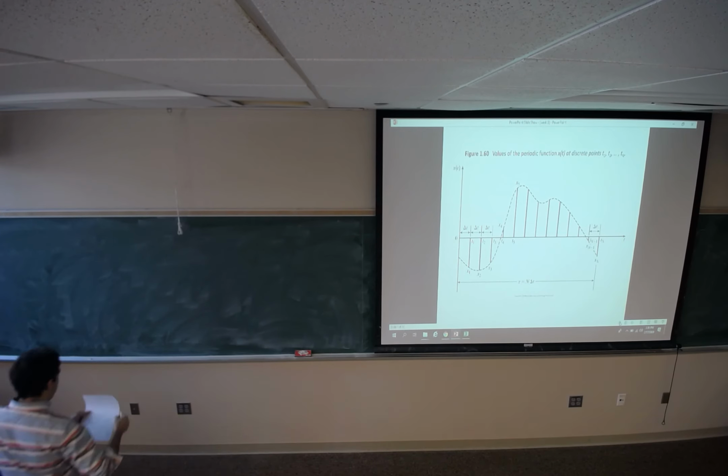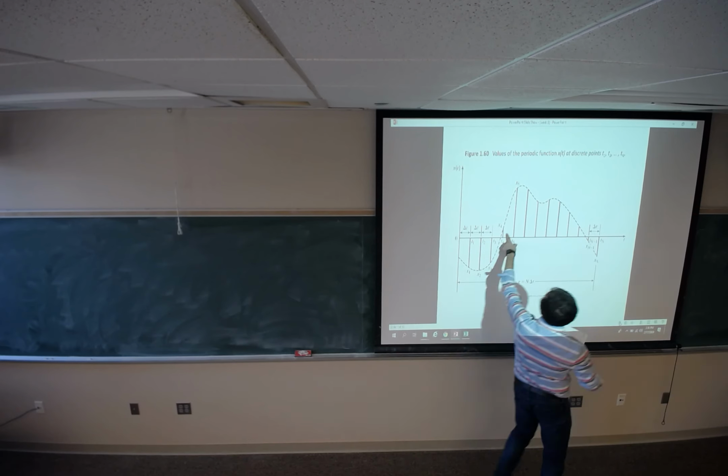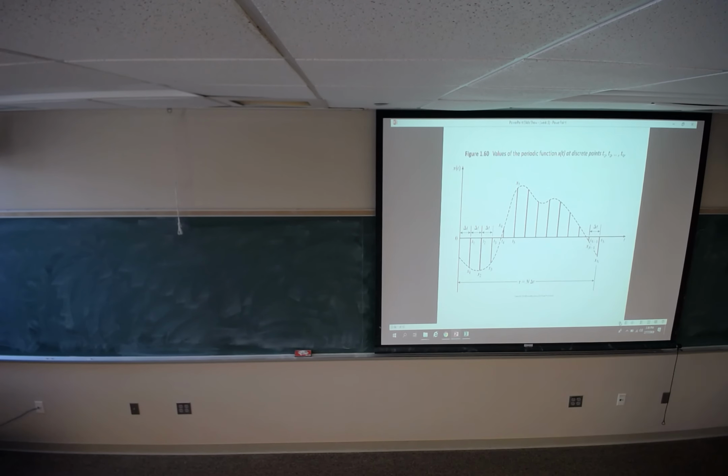For those things, A naught is going to be 2 over n. N would be the number of points, or number of data, or number of discrete points that you will collect. The integration is going to change to the sigma because we don't have continuity in the problem. i goes from 1 to n of xi.